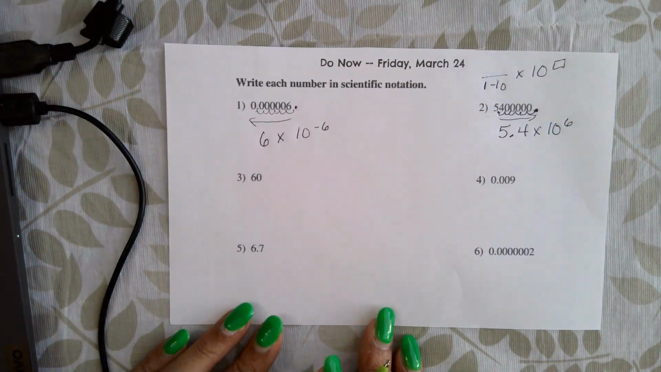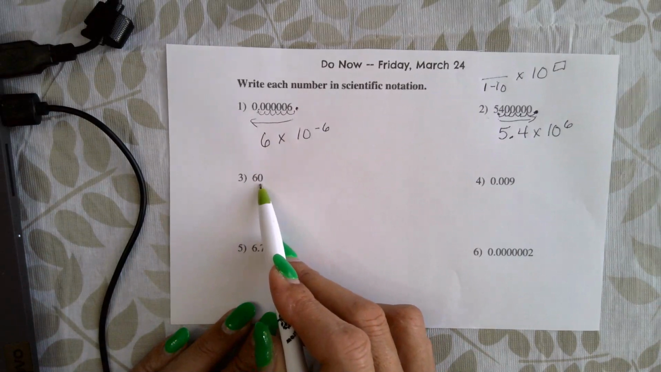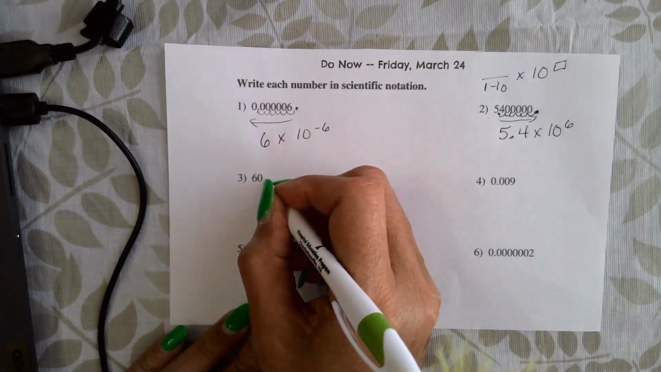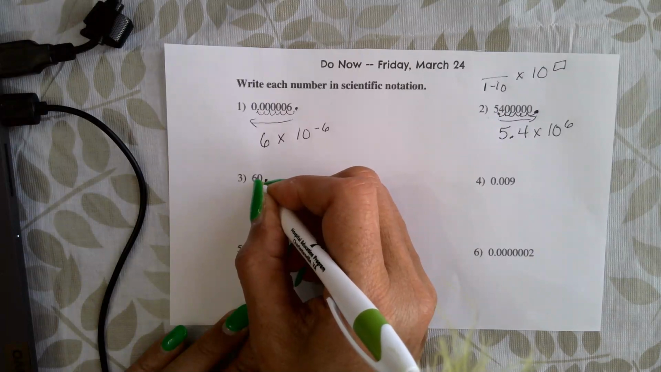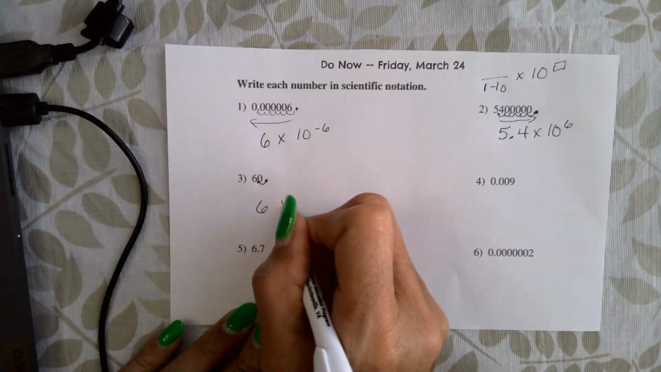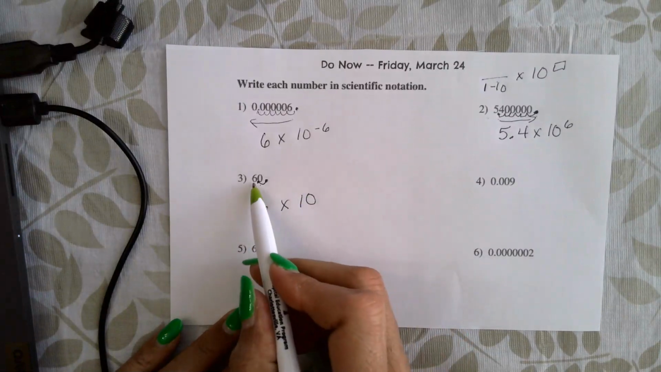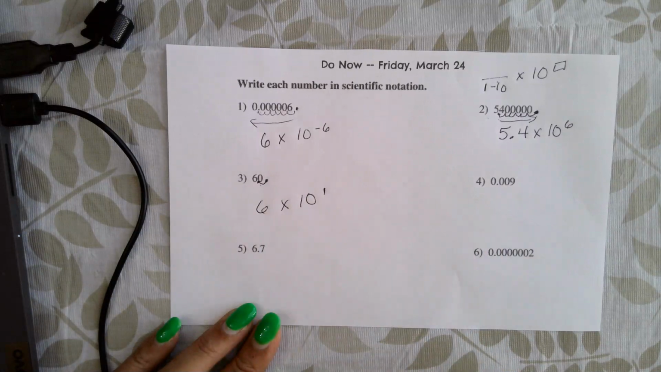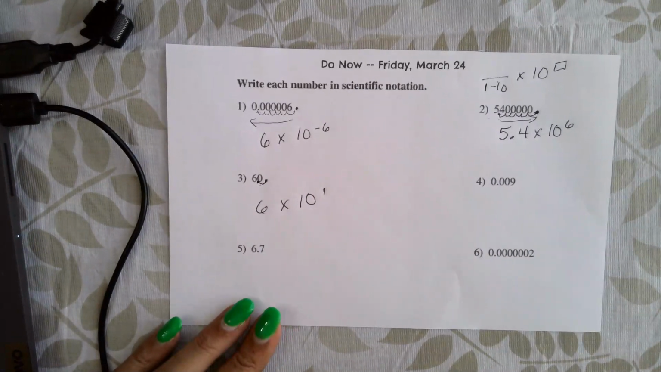All right. Number 3, 60. There's no decimal point, so I'm going to put my decimal point here. Let's move. Right here. So my coefficient is going to be 6 times 10. How many spaces did I move it? 1, 10 to the 1 power, because you're only going to move it one space to the right.